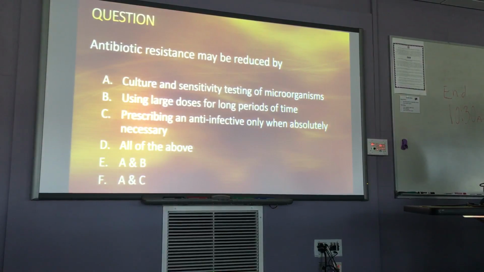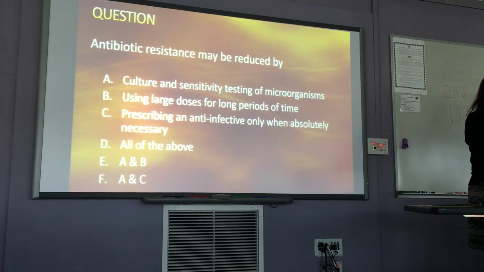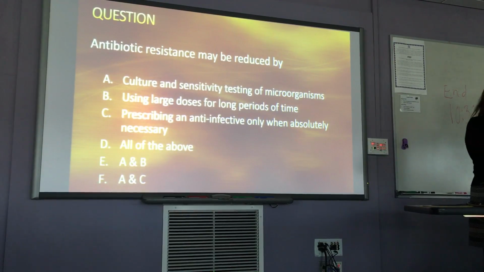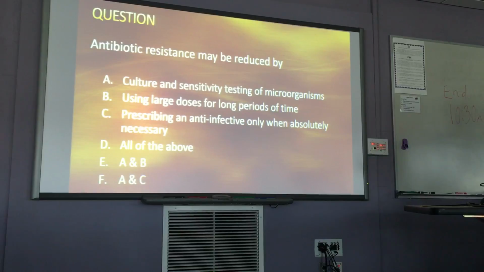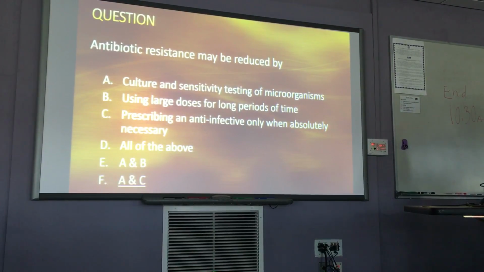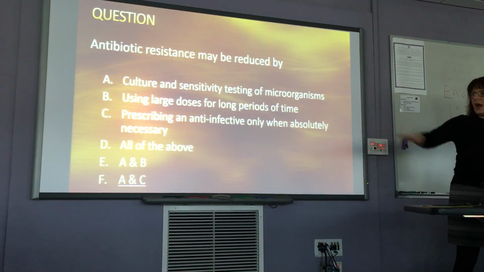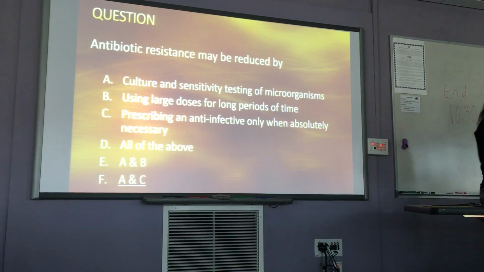Okay, question for you. Antibiotic resistance may be reduced by culture and sensitivity testing of microorganisms, using large doses for long periods of time, prescribing an anti-infective only when absolutely necessary. All of these things, A and B, A and C? C is correct. What else? A. A, yeah. So we're going to go with A and C. So if we culture the microorganisms to be specific about what we're using and prescribe it only when necessary, not for large doses for long periods of time, we're going to reduce antibiotic resistance.